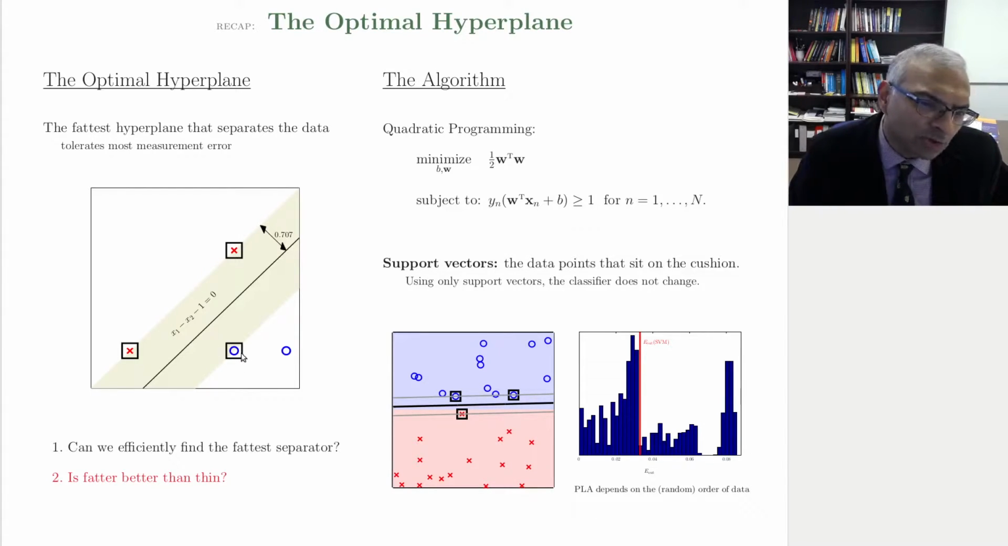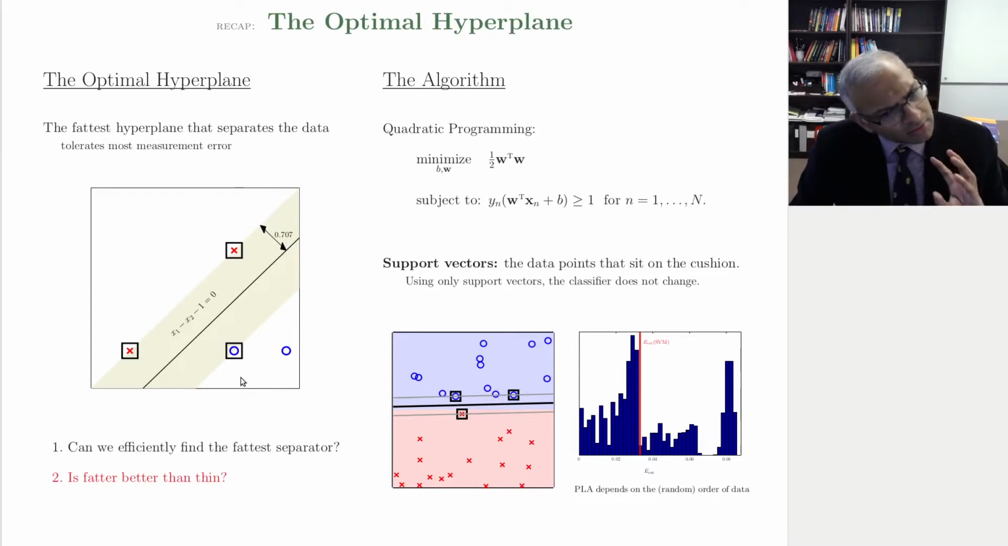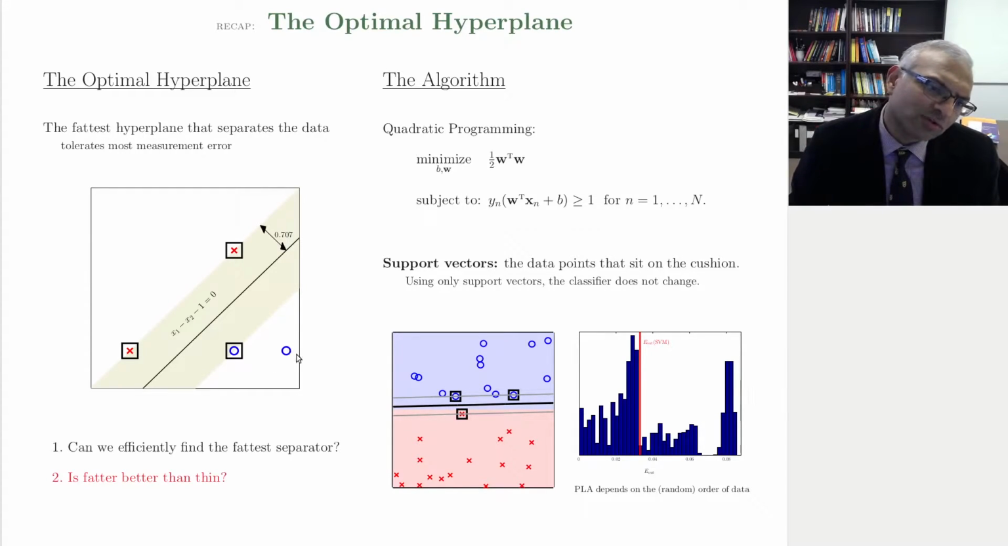These we call support vectors, and the interesting observation is that the support vectors seem to be the important data points, but even more interesting is that if I throw away all data points other than the support vectors, the optimal separating hyperplane doesn't change in any way, and its width doesn't change, and its position is not going to change. So all you need are the support vectors in order to recover this fattest optimal hyperplane. So that's the algorithm. It's quadratic programming. Mathematicians know how to solve this problem.